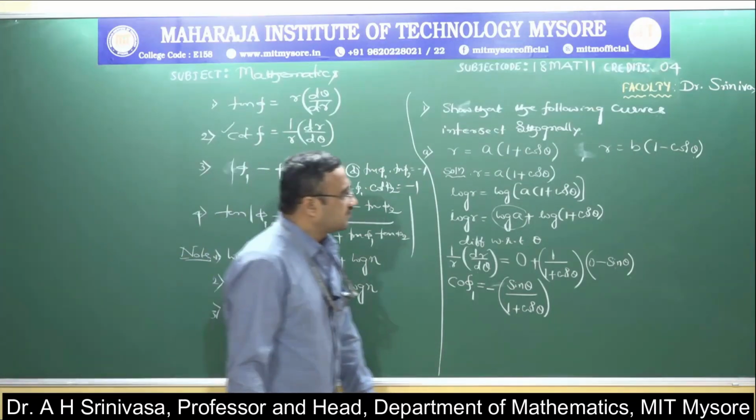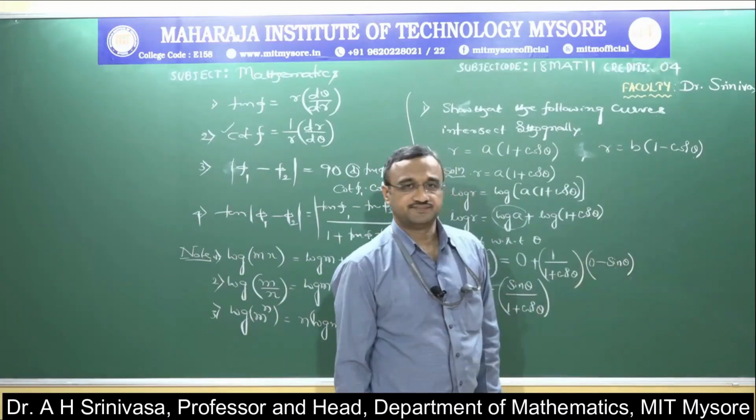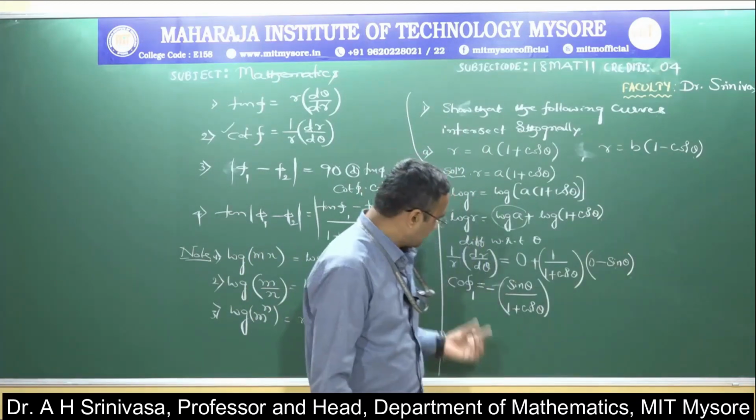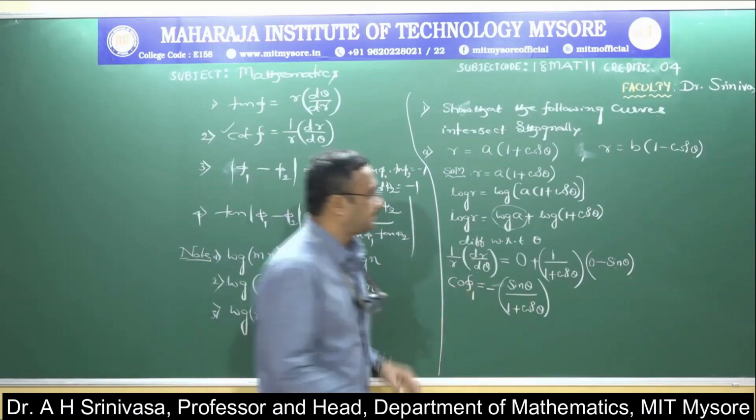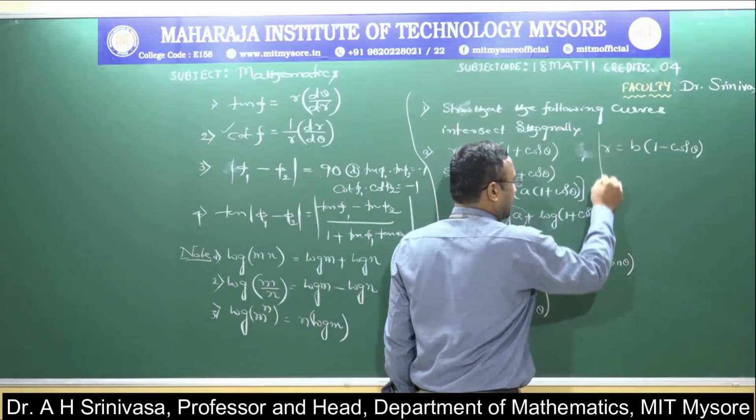The same procedure we also adopt for this one also. So I have to extract the other value, that is cot phi 2. Now I am going to evaluate the other function.